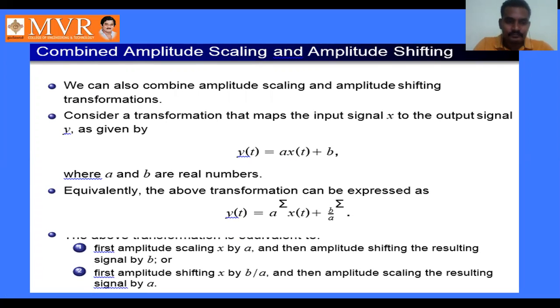Equivalently, the above transformation can be expressed as y of t equal to a into x of t plus b by a, if you take a as common in this expression. Here, first amplitude scaling x by a, and then amplitude shifting the resulting signal by b, or first amplitude shifting x by b by a, and then amplitude scaling the resultant signal by a. It can be expressed as either amplitude shifting and scaling.